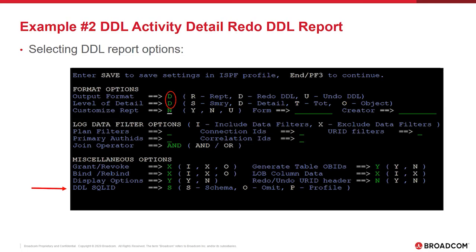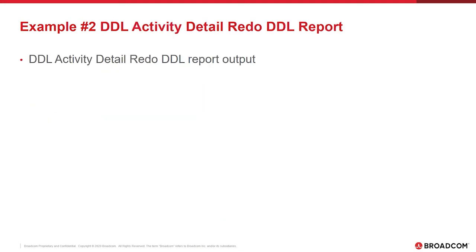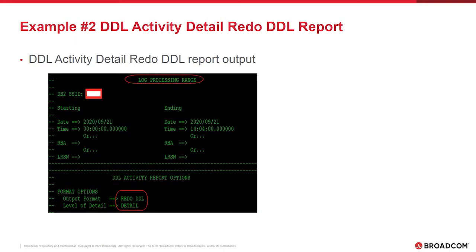One last time, we'd have to go through setting all of the specifications for Log Analyzer, but ours remain the same, so no repeating. But here's the reminder: we submit the job and go to the output. Once again, the top generic portions of the report output remain similar, with slight changes based on our options. We verify that we indeed ran the DDL report with the detail and redo options.